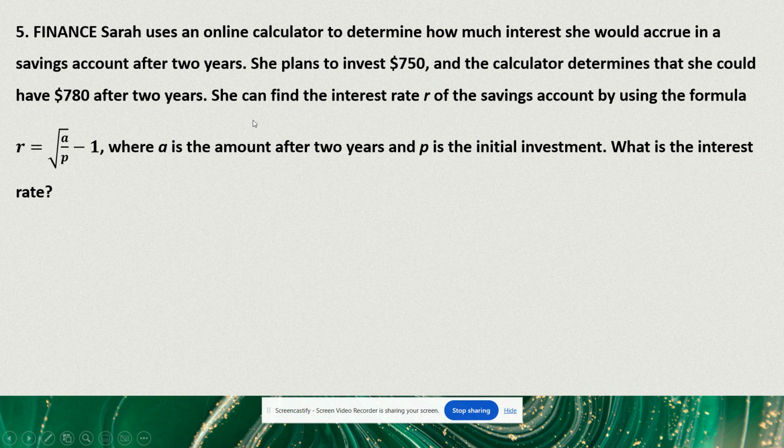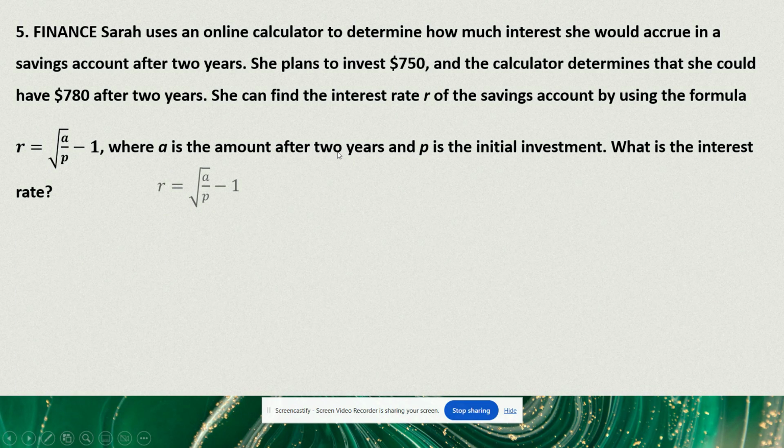She can find the interest rate R of the savings account by using the formula R equals the square root of A over P minus 1, where A is the amount after 2 years and P is the initial investment. What is the interest rate? So we need to set this up, right? And we do that by saying R is equal to the square root of A over P.